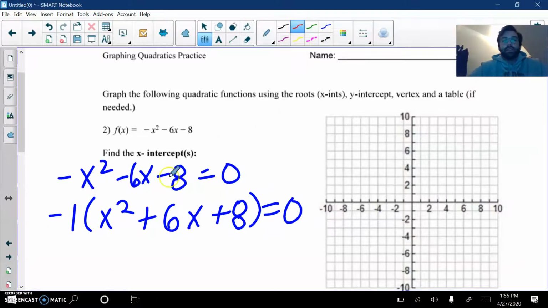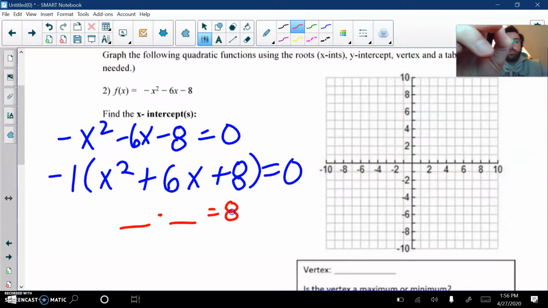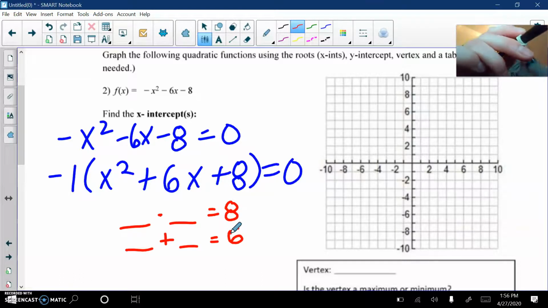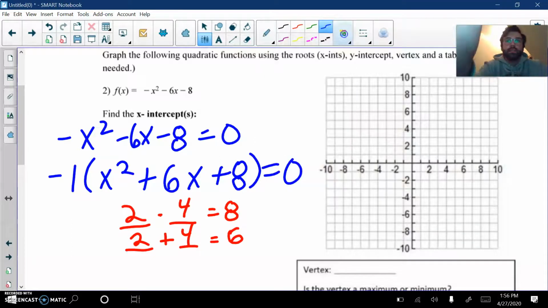Now I want to factor this: x squared plus 6x plus 8. Find two numbers that multiply to give me 8 and add to give me 6. This is called the Foster method of factoring. I love it. Factors of 8 are 8 and 1, or 2 and 4. 8 and 1 can't add to 6 and multiply to 8, so it's got to be 2 and 4. Isn't that neat?